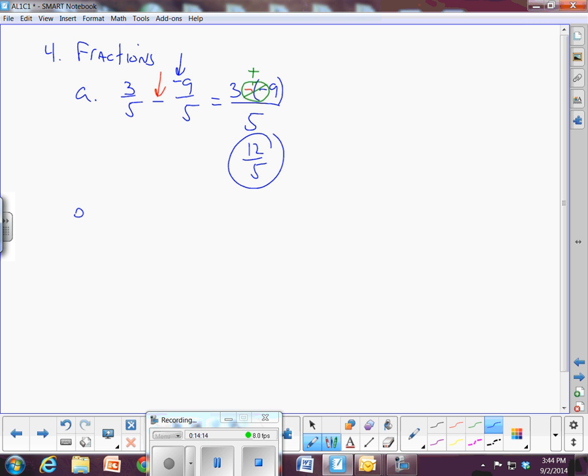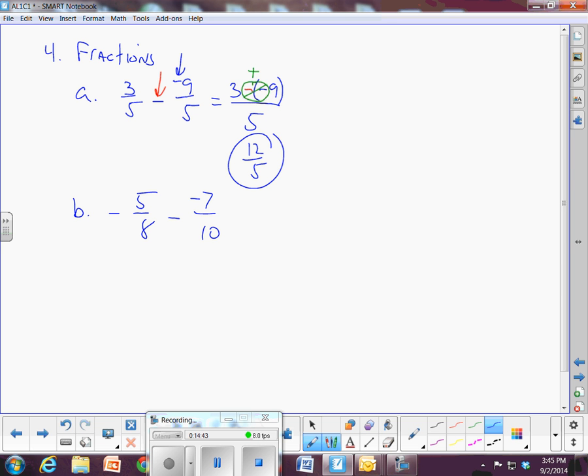B. Another example. All right, how about something like this? Minus 5/8 minus a minus 7/10. Minus 5/8 minus a minus 7/10. Okay, so look, we're looking at this and we're saying, hey, to add or subtract fractions, I better have a common denominator, and I don't have one.